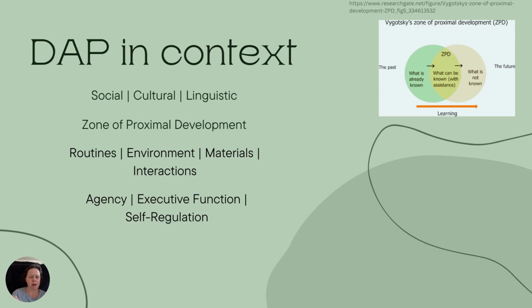The context of our classroom, of our lives, influences the routines that we set, the environment that we set up, which materials we are going to include, what interactions. We are developing agency, having students understand that they can make choices, that they are strong and powerful beings. We are developing their executive function, their ability to learn and make good decisions, and most importantly, starting with self-regulation.